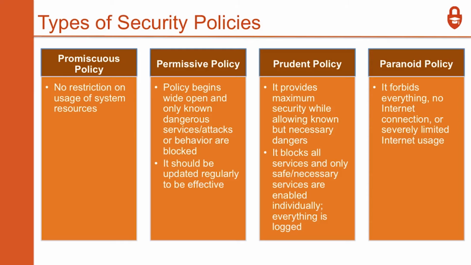And then there's the promiscuous and the paranoid. The paranoid forbids everything. No internet connection or severely limited internet usage. So the paranoid is kind of the opposite of the promiscuous. So there's four policies there: promiscuous, permissive, prudent, and paranoid. You need to know these and you need to understand the differences between them.